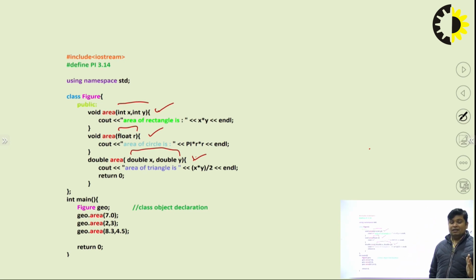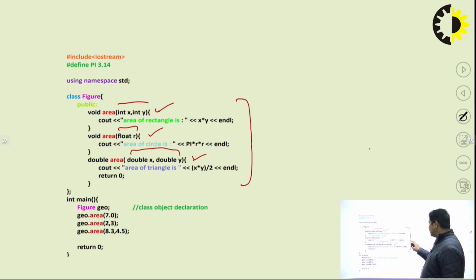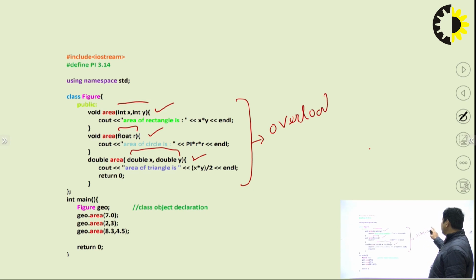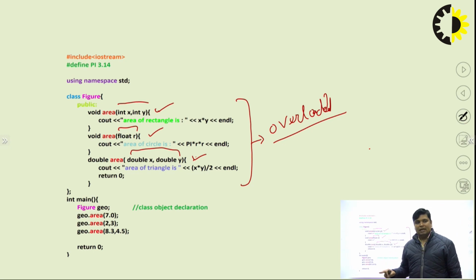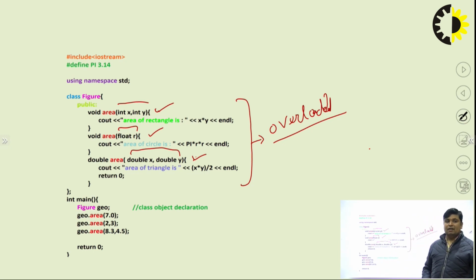But you will see here the method name area is the same for all three methods, but the number of arguments differs. Inside the first we have two arguments, inside the second we have only one argument, and inside the third we have two arguments. So we can say these three methods are called overloaded methods, because the method name is the same and the type and number of arguments are different.